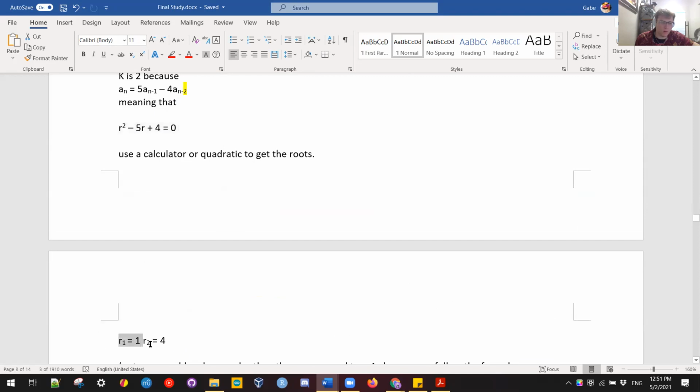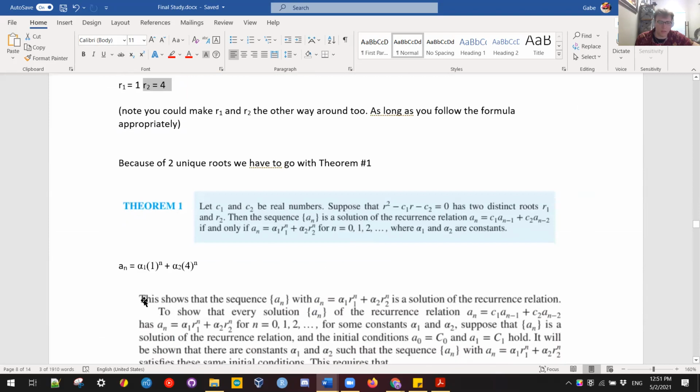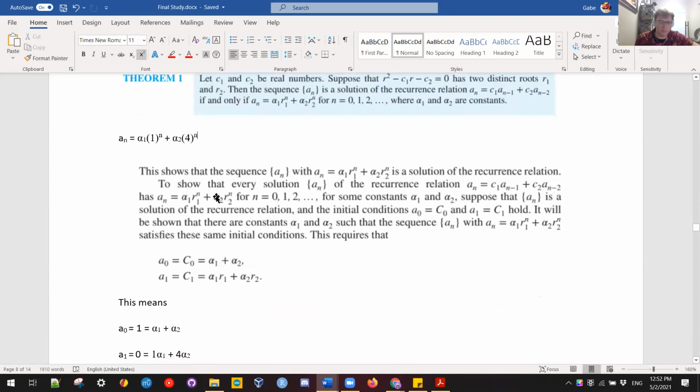This can be either or. You could switch it to say R1 equals 4 and R2 equals the other thing. It doesn't matter, as long as you stay consistent, because the next thing does matter. With this one, you're going to use this equation on the bottom here. You could say An equals alpha1 of your R1 to the n, and alpha2 of R2 to the n. And using that, you're going to use this equation then.